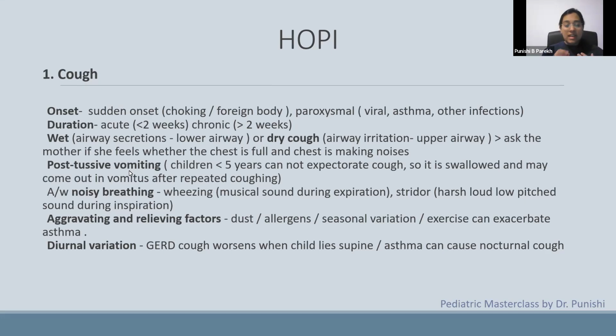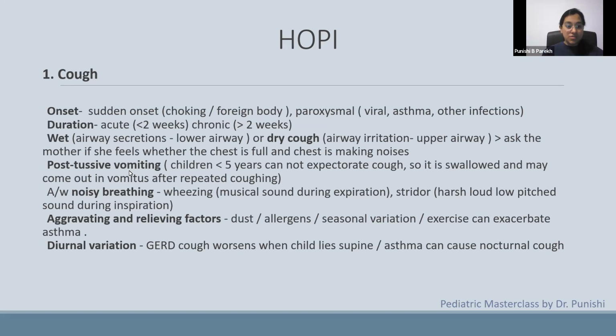Like any other symptom, we always describe a symptom in the order of ODP, which is onset, duration, and progress. So cough has been present for 3 days now. The first point is about onset. Was it sudden onset or was it a paroxysmal or an insidious onset cough? A sudden onset cough could be due to choking or foreign body aspiration, whereas a paroxysmal cough, which is insidious in onset, will point towards a more infectious etiology. It could be bacterial, it could be viral, or it could even be asthma.